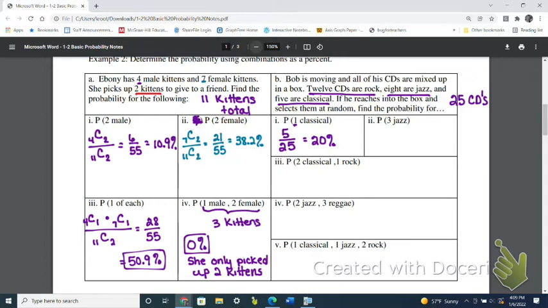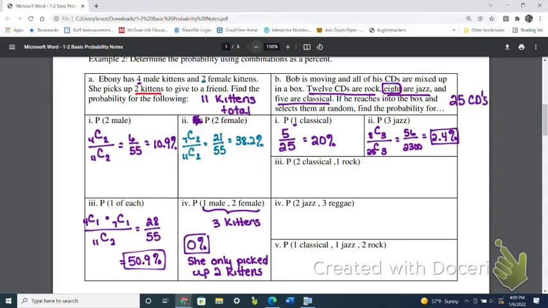So here we're picking 3, that is more than 1, therefore we do have to use combinations. So I'm picking 3 jazz, there were 8 total, so it's 8 choose 3 over 25 choose 3. So we get 56 over 2300, which is 2.4%. Remember, we divide out, multiply by 100, that'll give you your percentage.